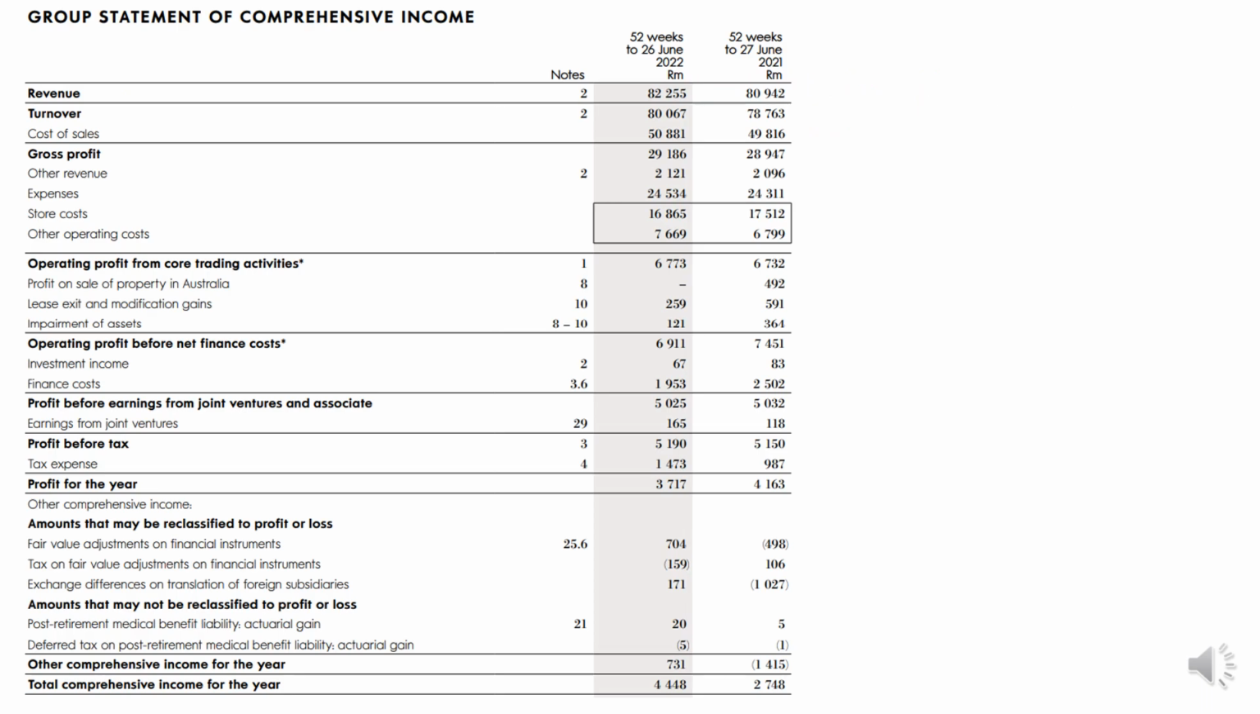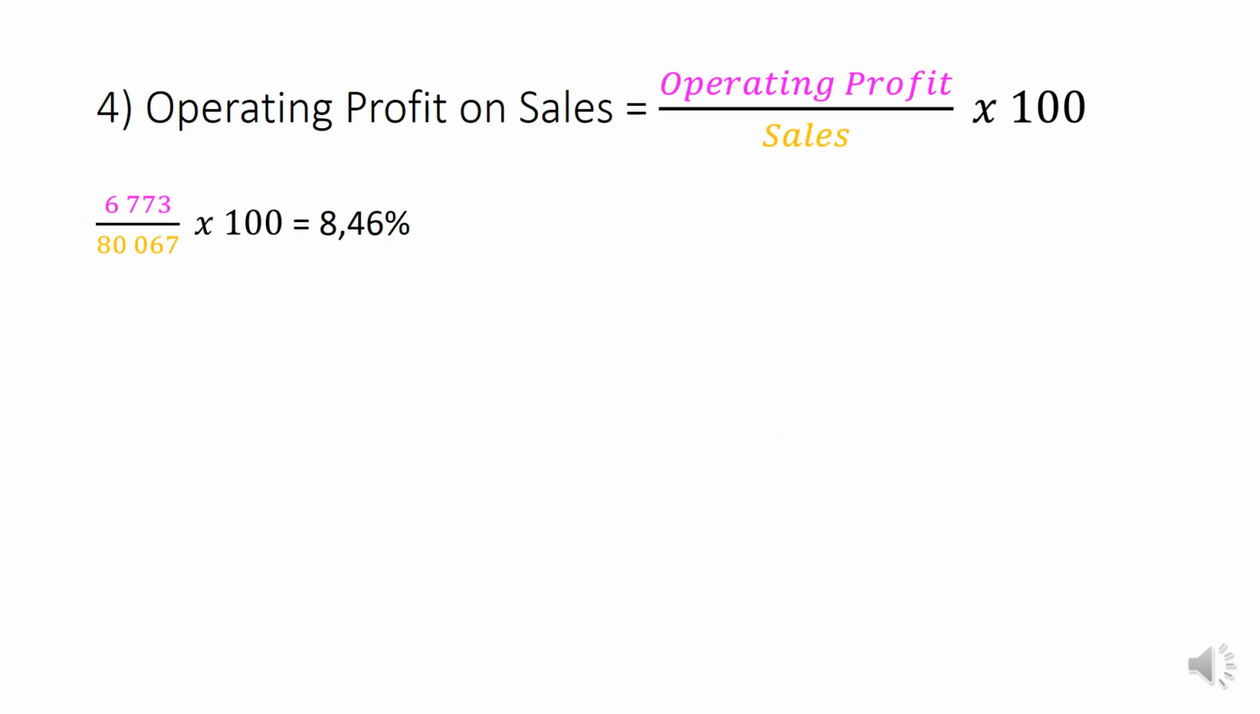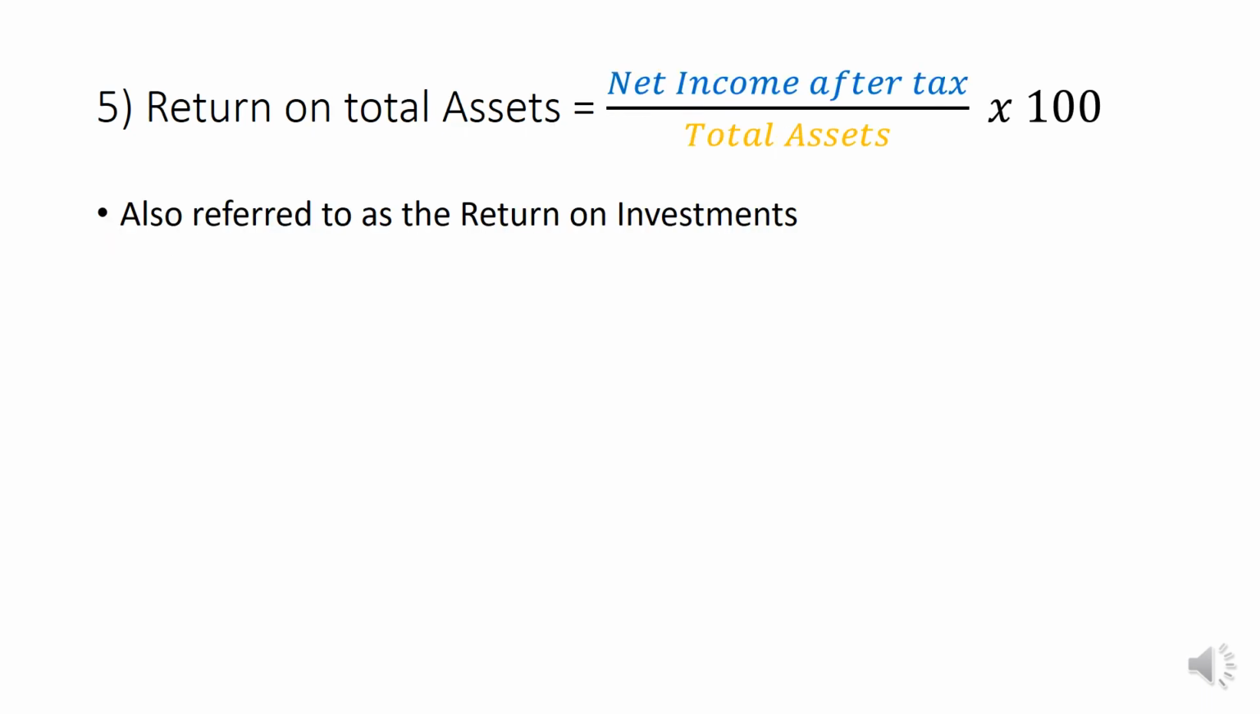Here is our statement of comprehensive income. In pink, we have our operating profit, which is 6,773, and our turnover or sales amount in yellow is 80,067. Let's go and do our calculation. Our operating profit on sales in pink, 6,773 for the profit, divided by the sales, which is 80,067, multiplied with 100, and we get 8.46%.